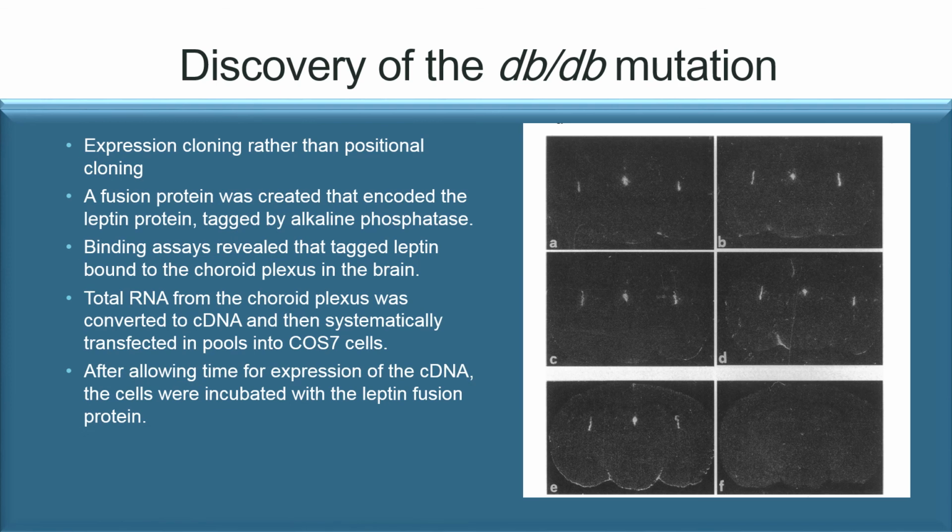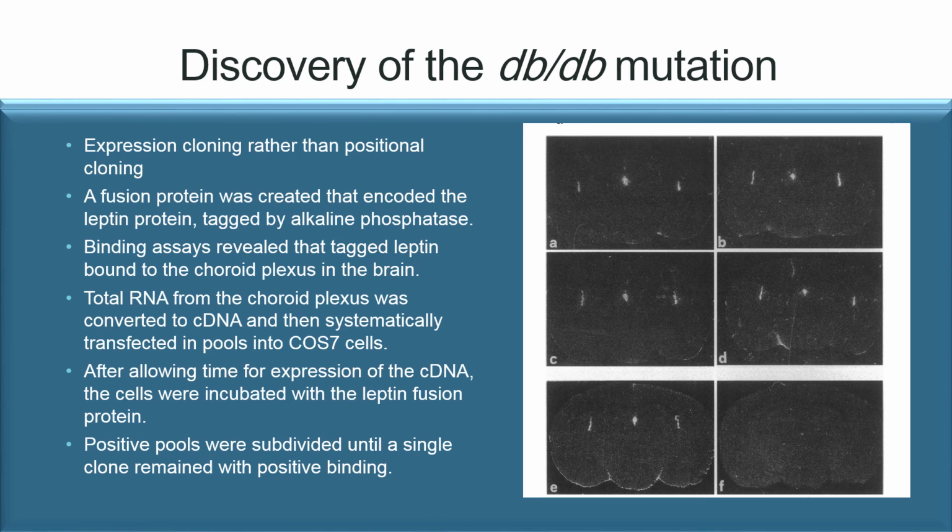And after allowing time for expression of the cDNA, the cells were then incubated with leptin fusion protein. So they systematically identified the pools of RNA that were positively binding to the fusion protein, and then they would take a positive pool and divide it up again until they had a single pool where a clone remained with positive binding. Then they could go back and say, here is the protein. Let's go back and see what the sequence is.